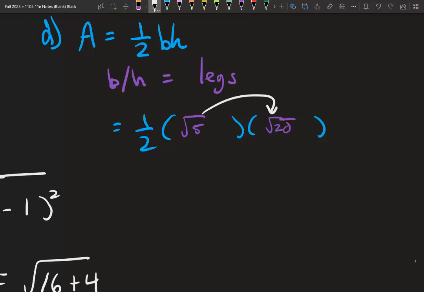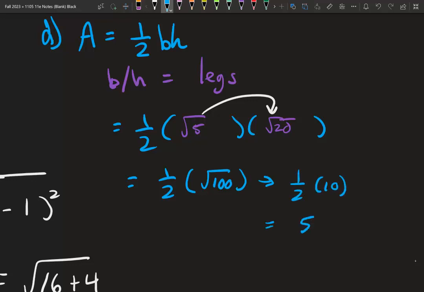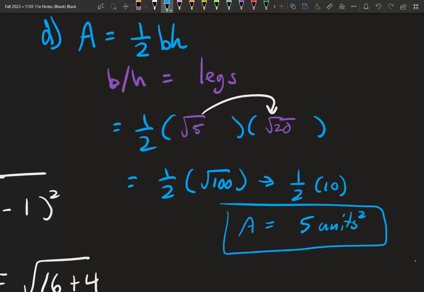Remember, we always multiply our things that look alike. So we're going to multiply our square roots first. 5 times 20, that's the square root of 100. The square root of 100 is 10. And half of 10 is 5. So our area is 5 units squared.